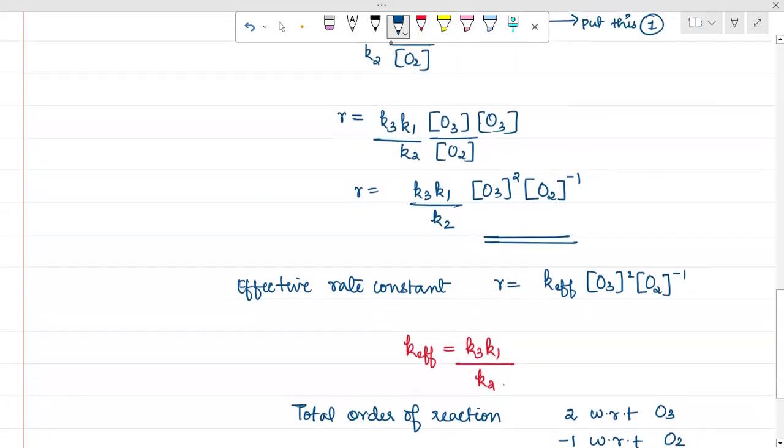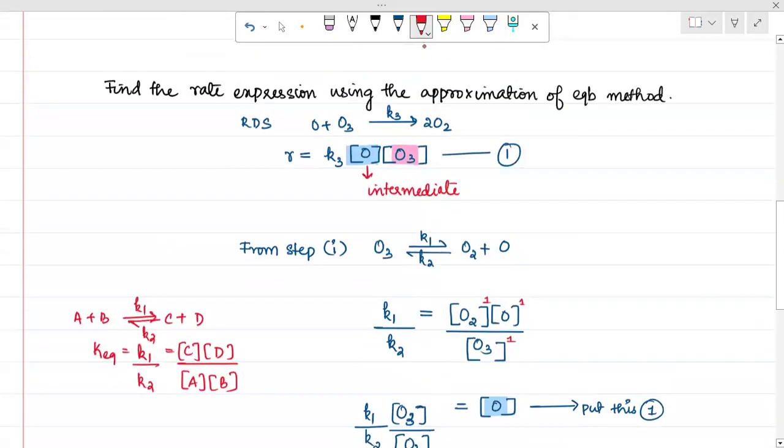You have only the expressions of the reactant O3 and the product O2, both of which are stable. O3 is the reactant, that is stable. O2 is the product, that is also stable. So you can have stable components in your rate expression. Even if O2 is a product, that's fine. Products can be there. But you should not have intermediates. I hope you understand what are intermediates.